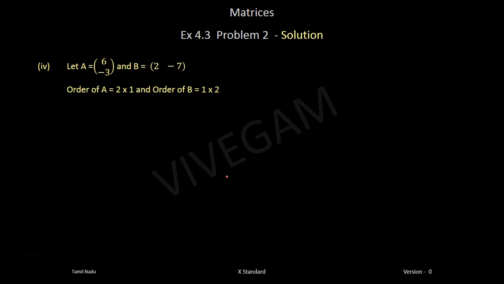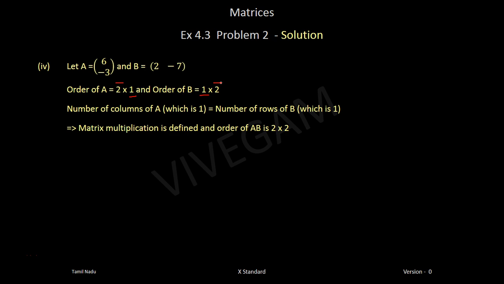Okay, so the matrix A has 2 rows and 1 column. So it is 2 by 1. Here there is only 1 row and there are 2 columns. Right, so it is 1 by 2. Is the multiplication defined? The number of columns here is 1 and the number of rows is 1. So multiplication is defined. And what will be the order of the resultant matrix? That will be 2 by 2.